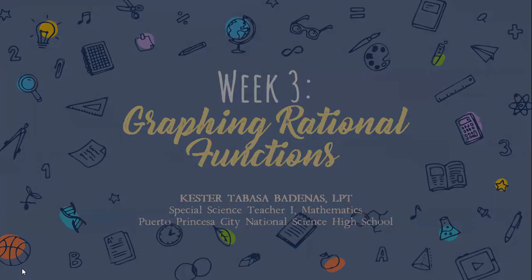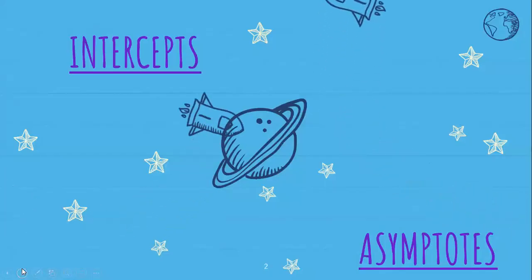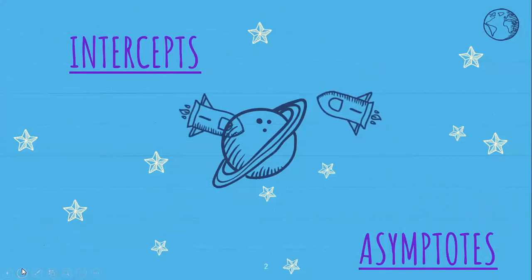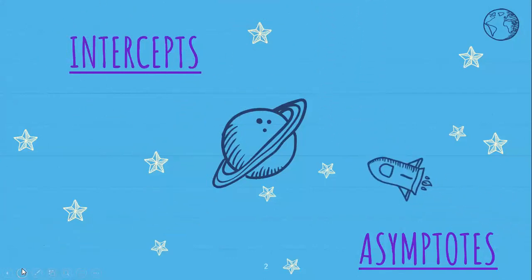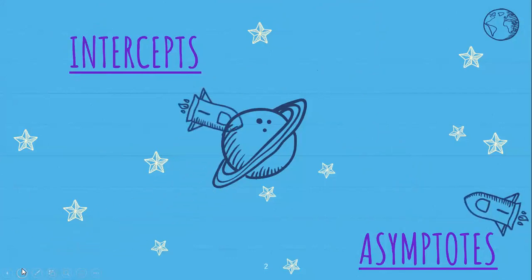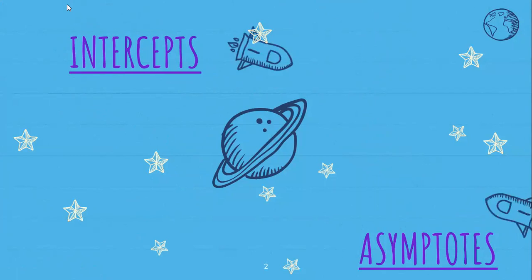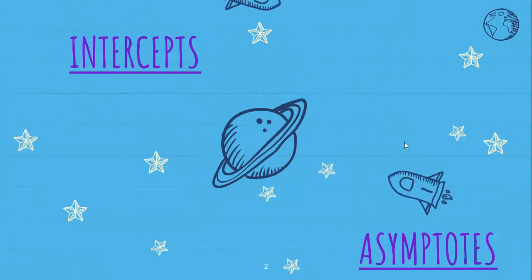jargons that we have in graphing. So we have two. We have the intercepts and the asymptotes. So first, we will go through the intercepts first. So before we have our discussion regarding intercepts, do you have any idea when we hear the word intercept? Anyone from the class? Baka may idea kayo when we say intercept.